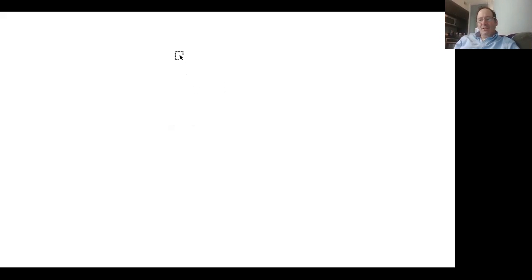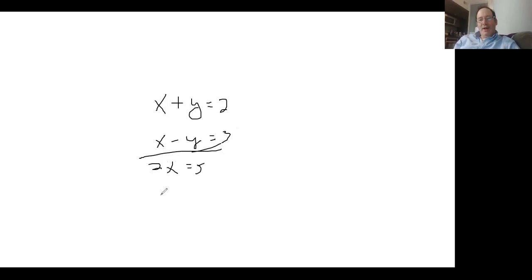For number 19, we're just doing systems of equations. They want to solve this for x. Pretty straightforward. Just add the two equations using elimination. We get 2x equals 5, or x equals 2.5.